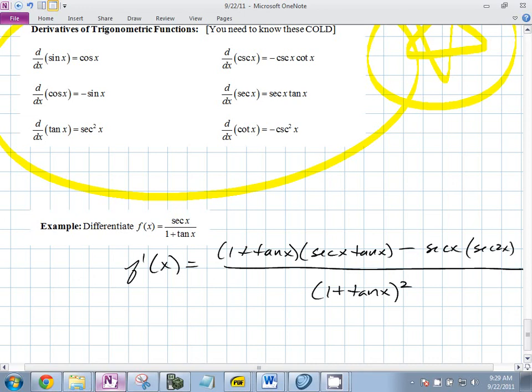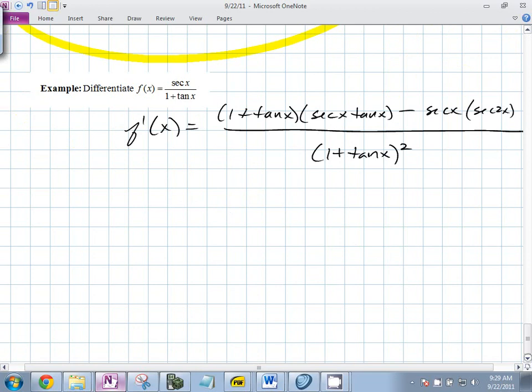But for example, what's one thing you could clean up really easily right there? You could cancel 1 plus. No, you couldn't. Secant cubed. Sorry, I had to stop that before you said the whole sentence. Yeah, that secant cubed. You have to do little things like that.